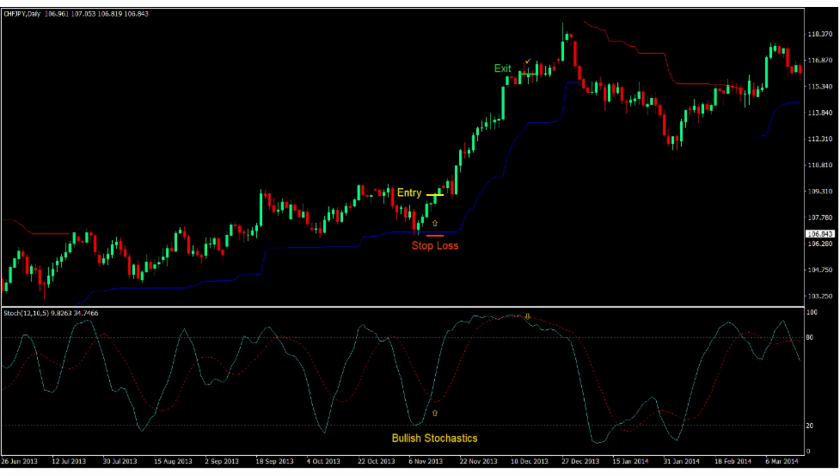Next, wait for price to pull back toward the chandelier line. When the stochastic's faster line crosses above the slower line, that's your entry signal. Set stop loss just below the support level under the entry candle. Exit the trade when the stochastic faster line crosses below the slower line.